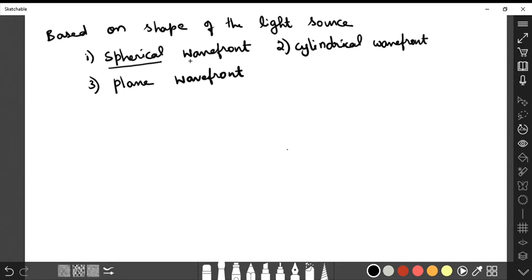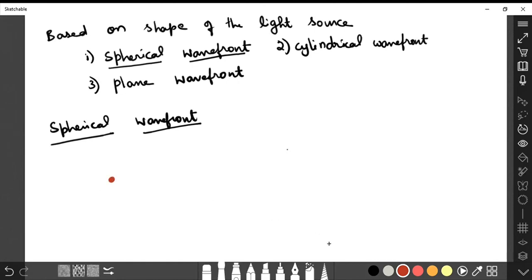Okay, so now listen carefully. The spherical wavefront is produced by a point source of light. What is meant by point source? See here, this is the point source. If the light moves in all the directions in the form of waves, and you join all those points, that is nothing but a wavefront. So it produces a spherical shape, which is circular in shape, right? So this is called spherical wavefront.